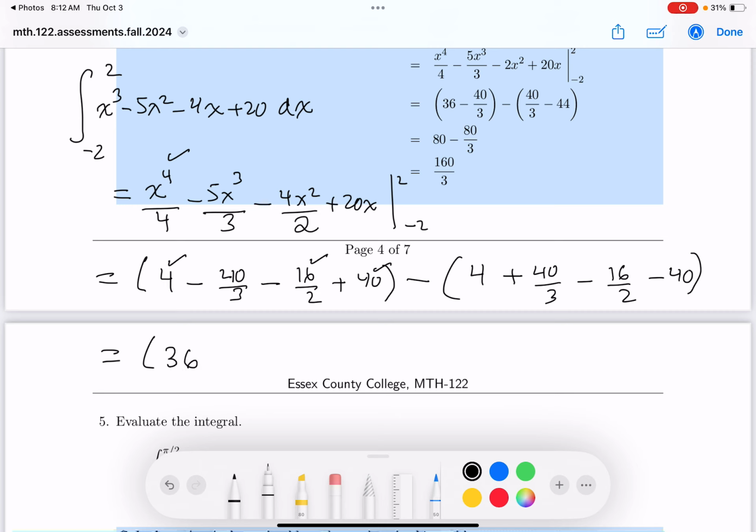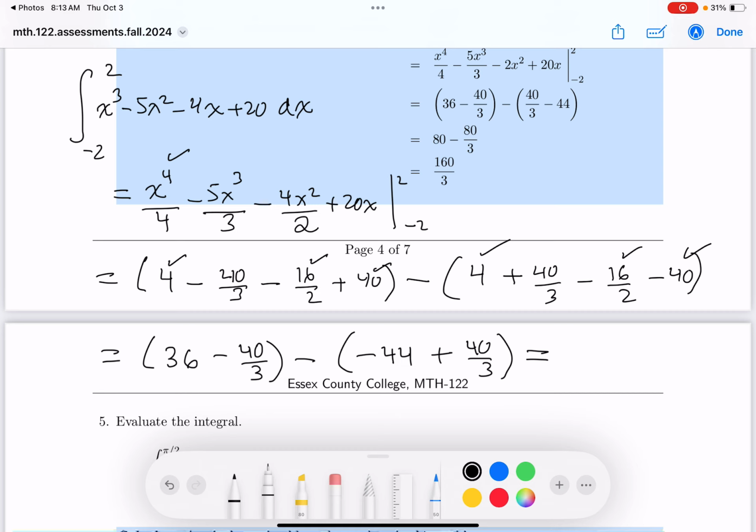Let me see if I did that right. 4 minus 8 is minus 4, plus 40 is 36. Minus 40 thirds, minus, let's do this one over here. I got 4. I got minus 8. That's minus 4. I got minus 44. And then I get plus 40 thirds. I'm going to do my arithmetic.